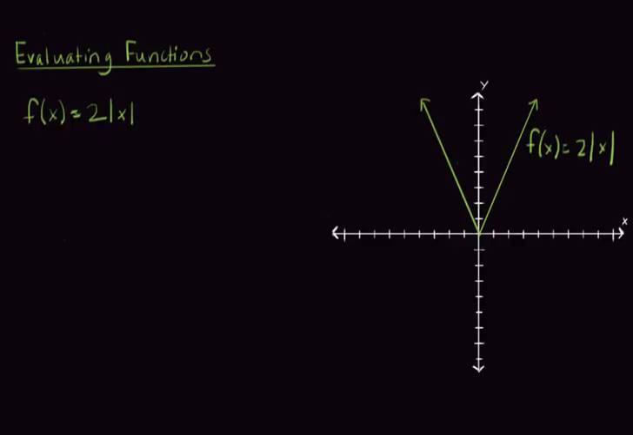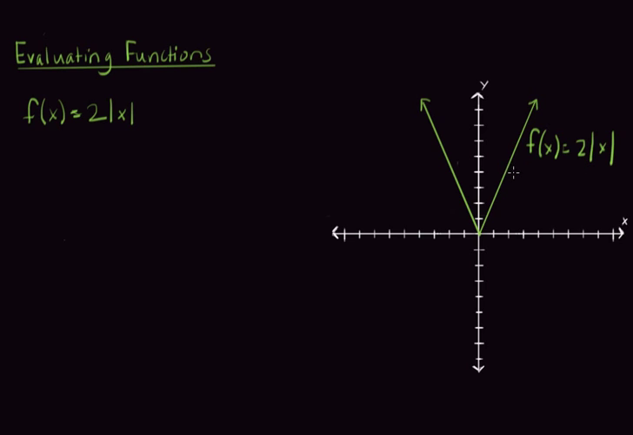Okay, so now I want to talk about evaluating some different kinds of functions. The function that we have here to start with is an absolute value function. It's the same as the function that's graphed here to the right. f(x) = 2|x|.